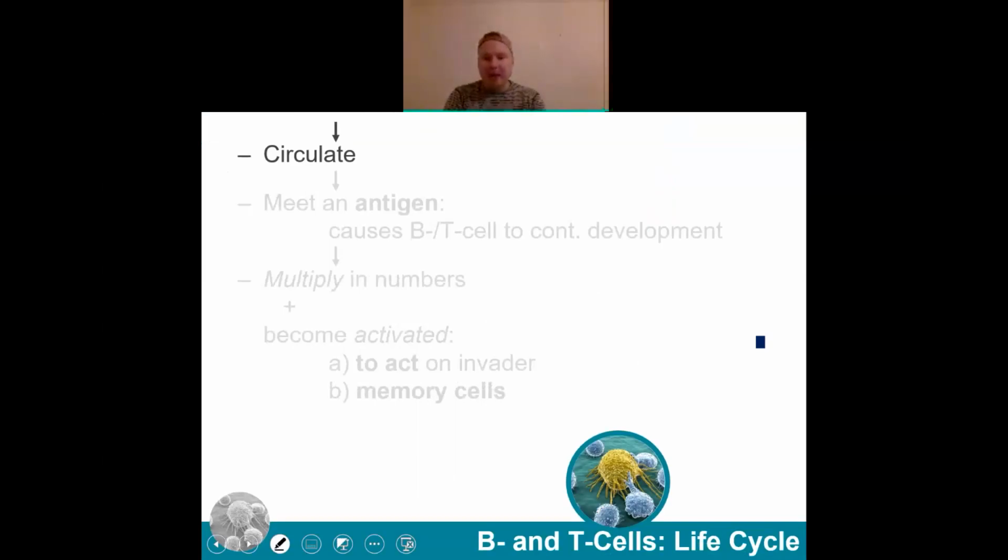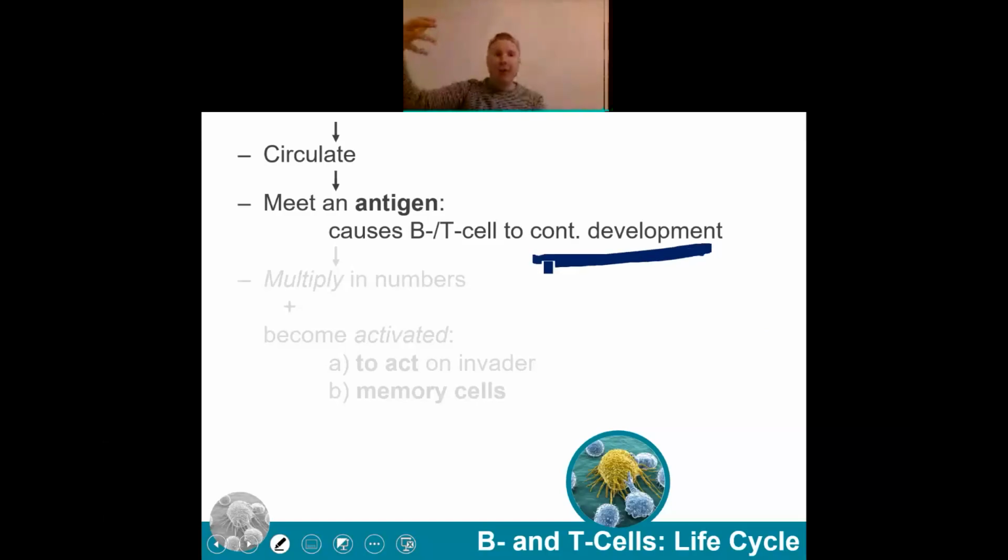Now, once they have been in these secondary lymphoid organs, they start to circulate throughout your body. And if they meet an antigen while they're circulating, that meeting of the antigen causes these B or T cells to continue their development. So they keep developing further because they've met something that shouldn't be there. They've met a pathogen.